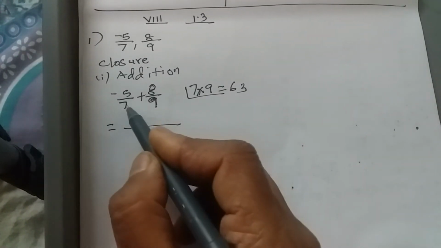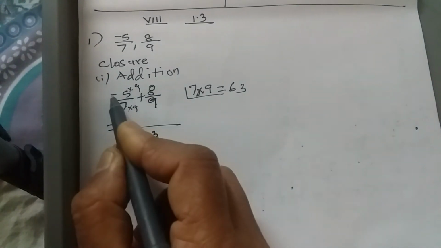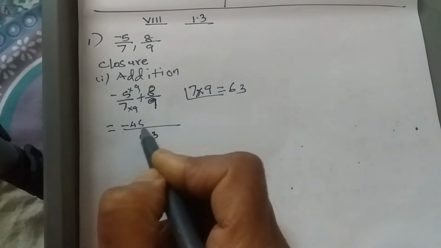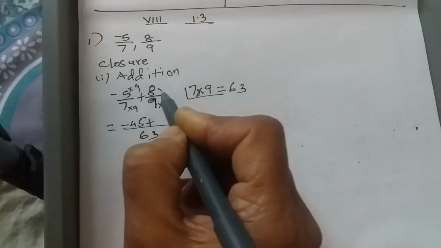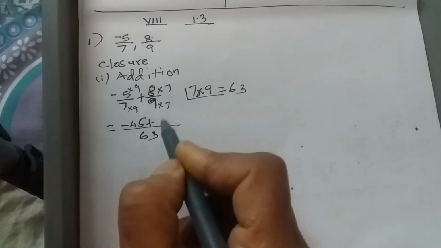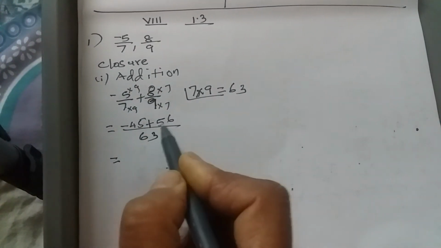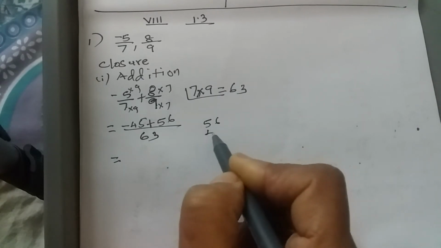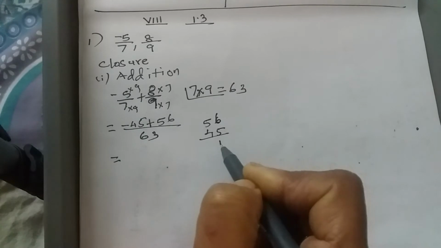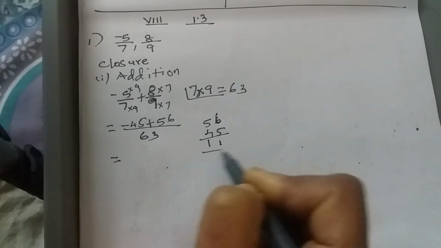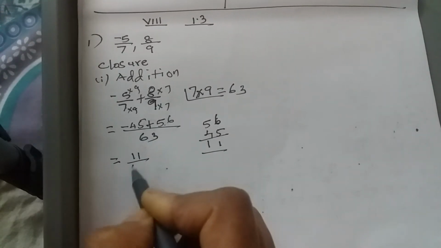Now next step, 7 into what is 63? 7 nines are 63. Multiply the numerator also by 9, but the minus sign stays as it is. 5 nines are 45. Plus 9 into what is 63? 9 sevens are 63, so the numerator is also multiplied by 7. 8 sevens are 56. Now the signs are different. Subtract and put the sign of the greater number. From the greater number, subtract the smaller number. 6 minus 5 is 1. 5 minus 4 is 1. And the sign of the greater number is plus. So it becomes 11 by 63.